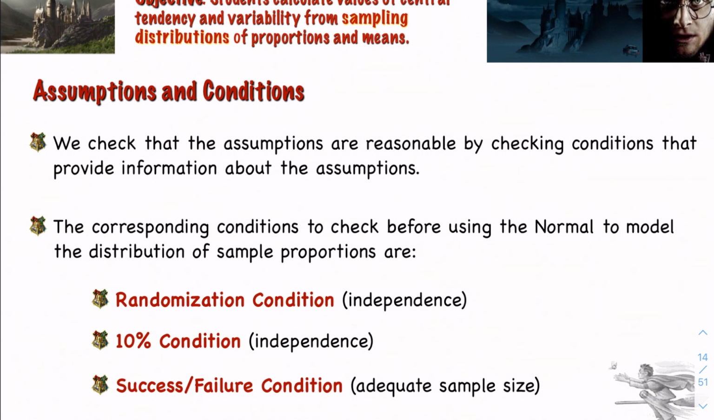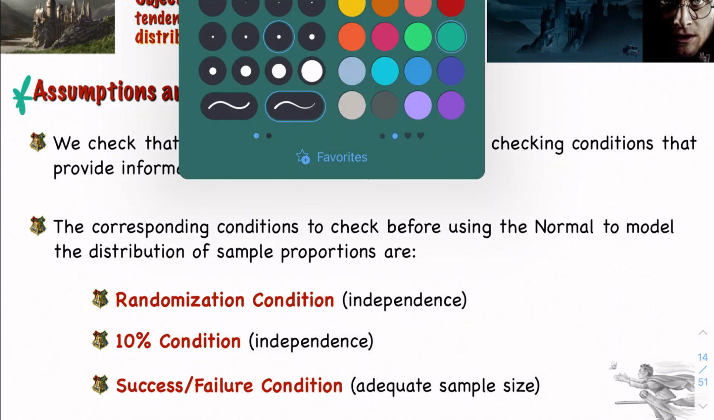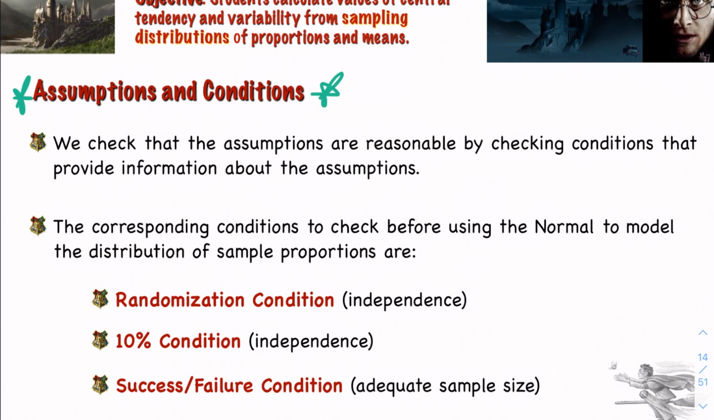So with our assumptions and conditions, and I want to put a star by this right now because this is super important from here on out, we have to check that the assumptions are reasonable by checking the conditions that provide the information about the assumptions. I need you to consistently check these assumptions and conditions. So the corresponding conditions to check before using a normal model to model the distribution of sample proportions are as follows. 1, randomization condition. We are looking for simple random samples.